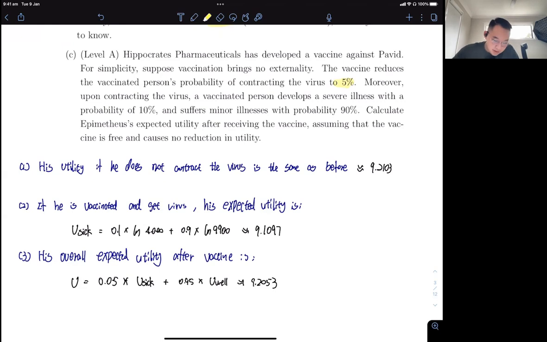Okay, so this is pretty easy. We know his utility if he does not contract the virus is the same as before, which we calculated in question A, which is 9.2103. That's his utility of not contracting the virus. If he is vaccinated and got the virus, we can get his expected utility as U6 equals 0.1 times log of 4,000 plus 90% times log of 9,900. So this will be approximately how much?